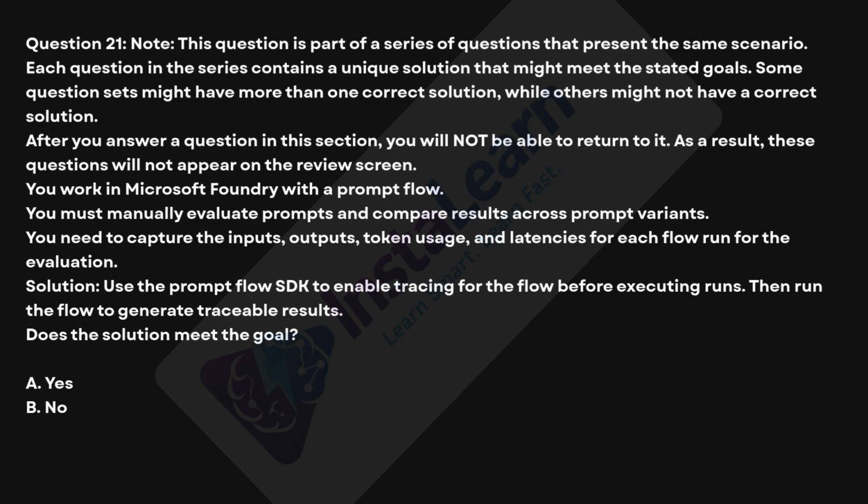You work in Microsoft Foundry with a prompt flow. You must manually evaluate prompts and compare results across prompt variants. You need to capture the inputs, outputs, token usage, and latencies for each flow run for the evaluation. Solution: use the Prompt Flow SDK to enable tracing for the flow before executing runs. Then run the flow to generate traceable results. Does the solution meet the goal? A. Yes. B. No.